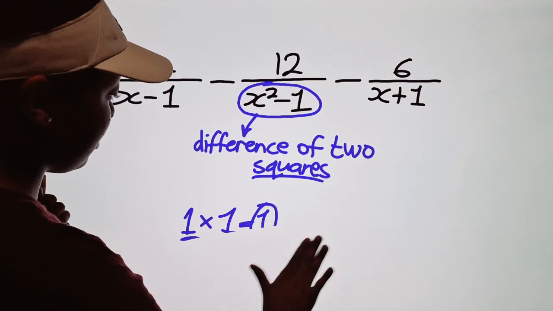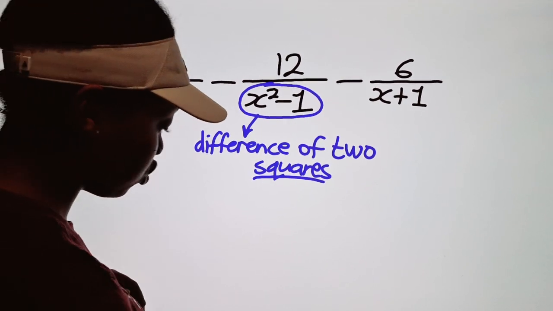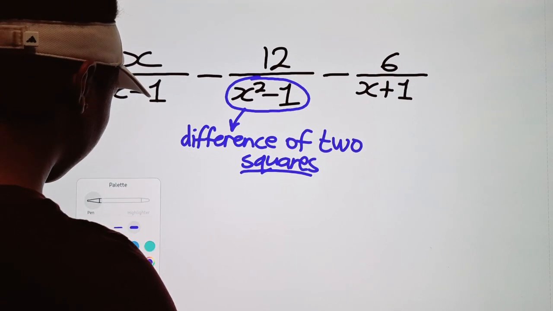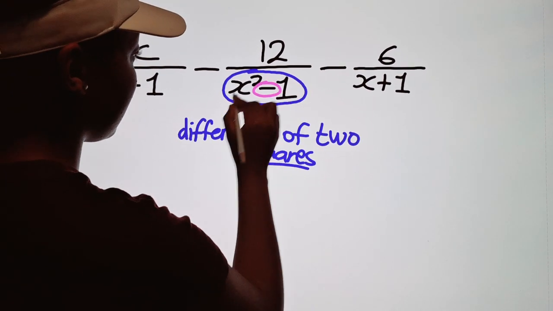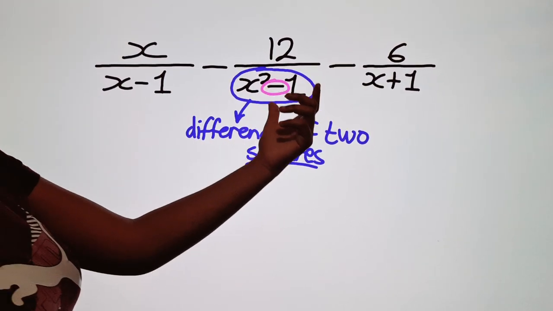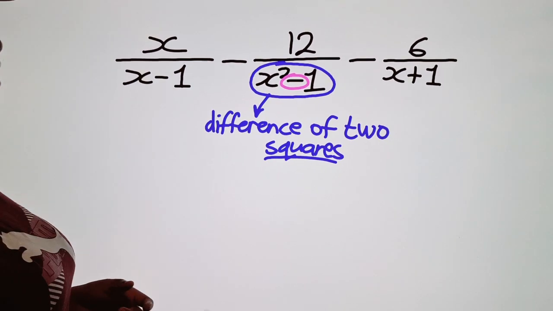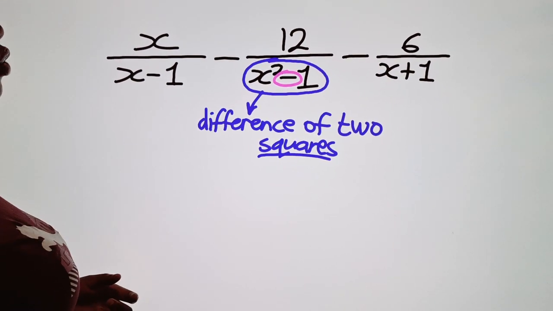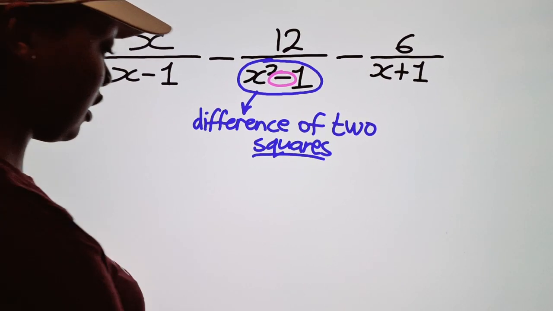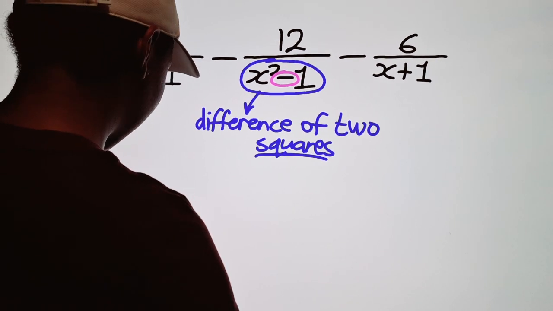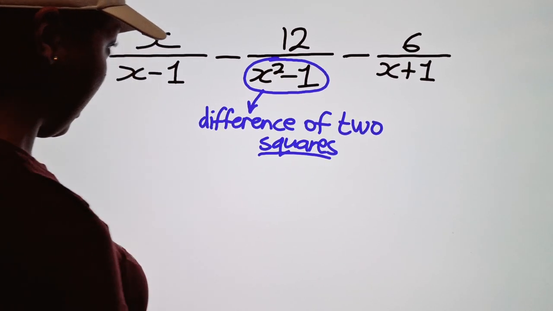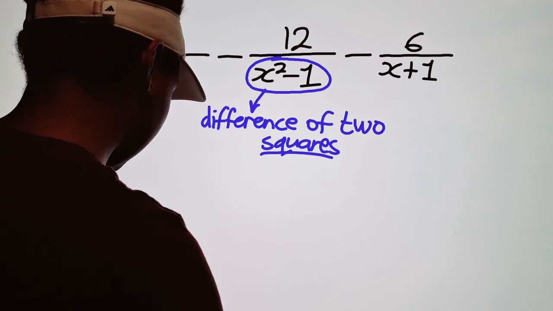Then we know that it's the difference of two squares because it has two squares as well as a negative sign. If it's two squares but the sign is positive, you cannot factorize it. That one we call the sum of two squares. The sum of two squares, you can't factorize it. It's only when it's the difference, when it has a negative sign. Okay. Let's factorize it now.